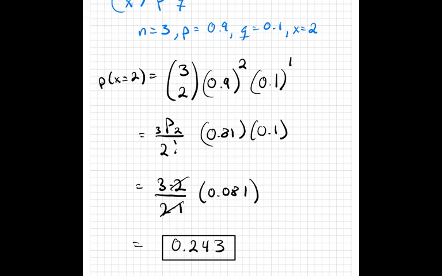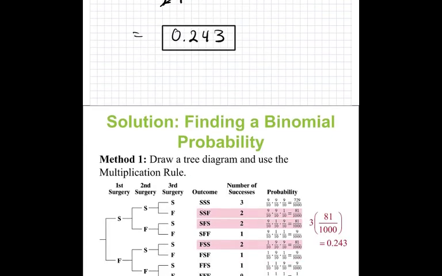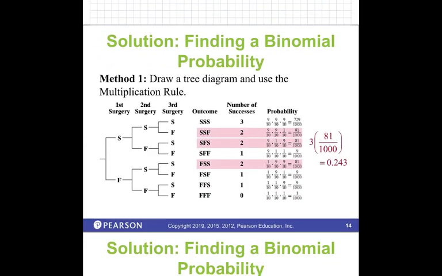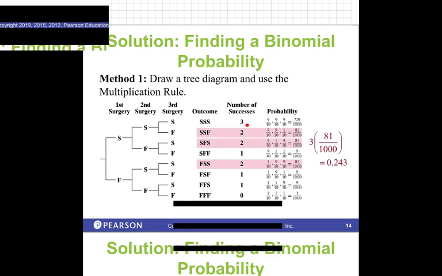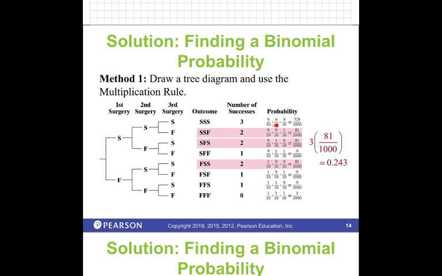Okay, so let's see how do we do. Oh yeah, they use a tree diagram. That's fine. The first surgery could either be successful or a failure. The second surgery is also success or failure, and the third is also success or failure. So we have this tree diagram. The outcomes could be first success, second success, third success. This one has 3 successes, and the probability is here. We multiply those. We're only concerned with the ones where we have exactly 2 successes. And you see the same result here.